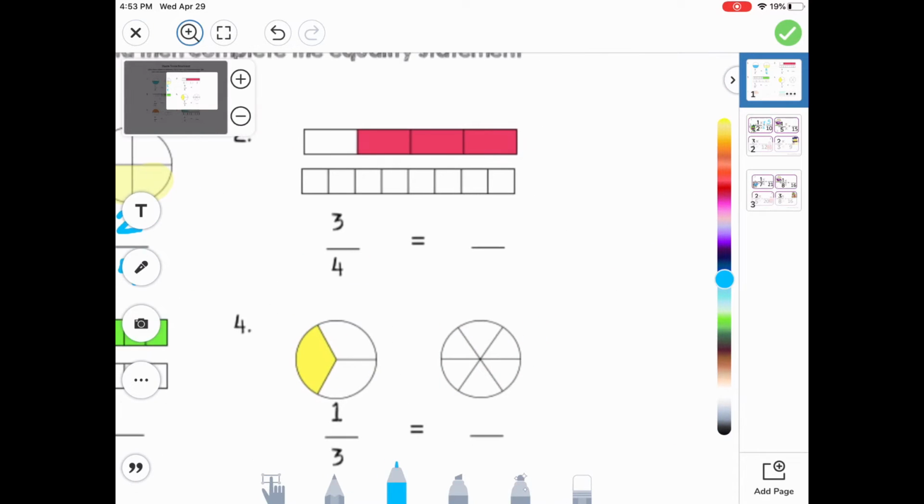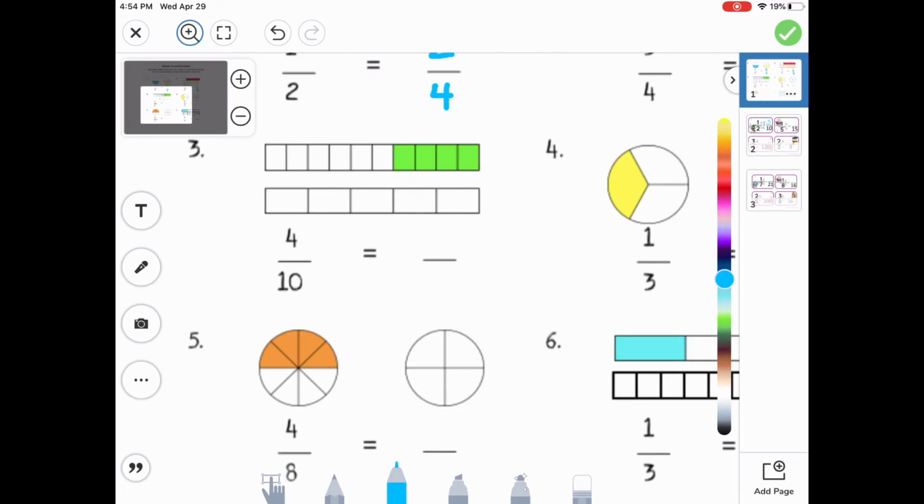Question number 2 has us shading in an equivalent fraction to 3/4, but instead of shading in 3/4, I've shaded in 6 out of 8. Question number 3 has us shading in an equivalent fraction to 4/10, but instead of 4/10, I have shaded in 2 out of 5.